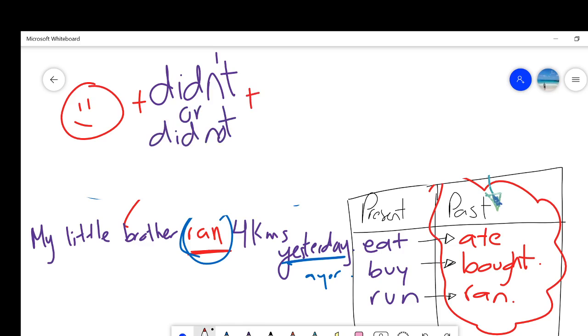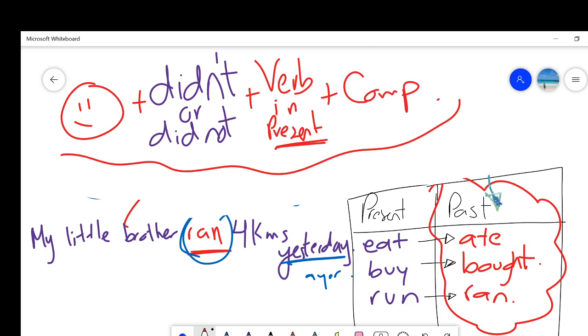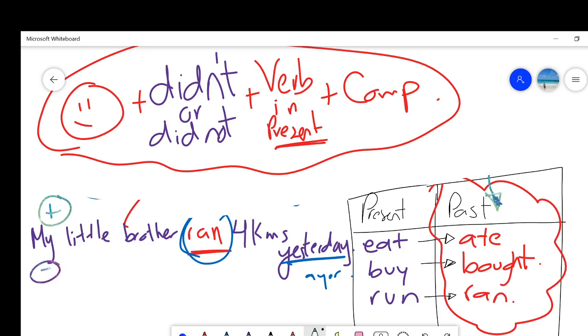After that, instead of using the verb in past, we are going to be using the verb in present. Aquí ya es diferente because the verb is in present, yeah? And after that, we are going to write our complement, yes? So in this case, if, for example, I want to repeat the same, si quiero decir lo mismo acá, but in negative form, it's going to be totally different. Ya va a ser completamente diferente.